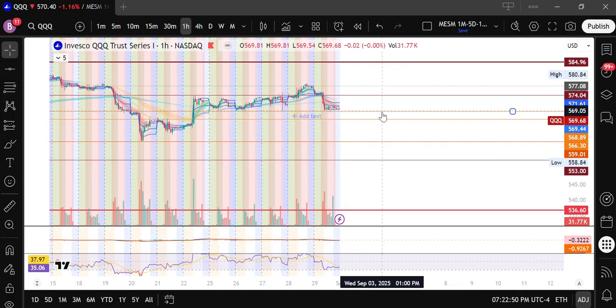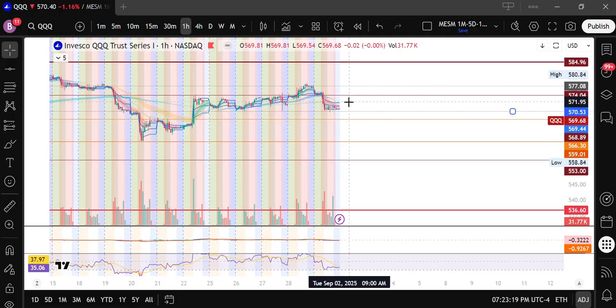I want to make this dotted. Okay, there we go, it popped up, dotted. So we know the difference. This is the hour. So if it breaks underneath this 568 on the hour, let's change that color, this 568 on the hour, then we know we have a high probability that it will go to 566 to test 566.